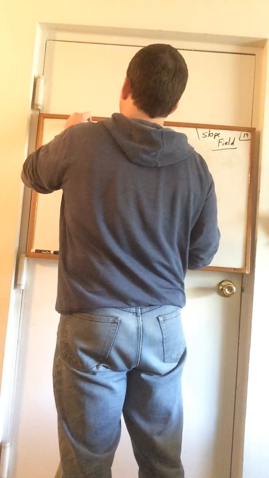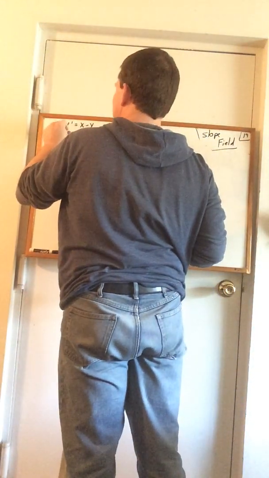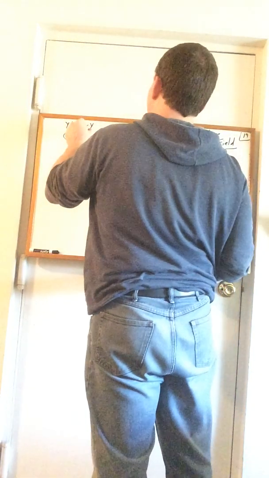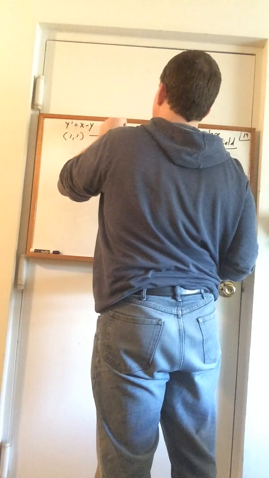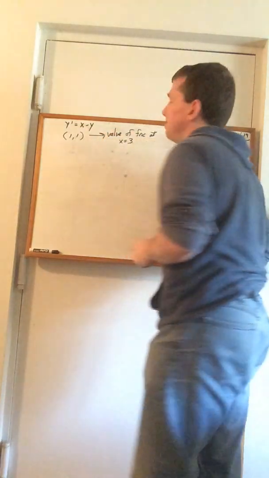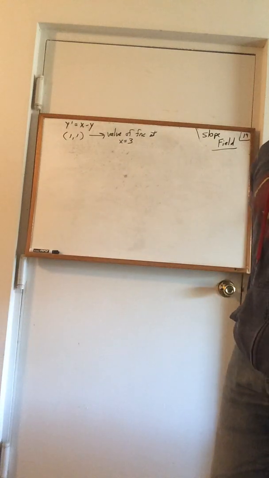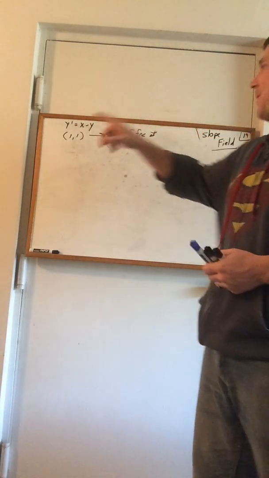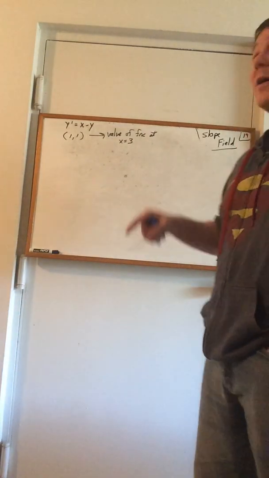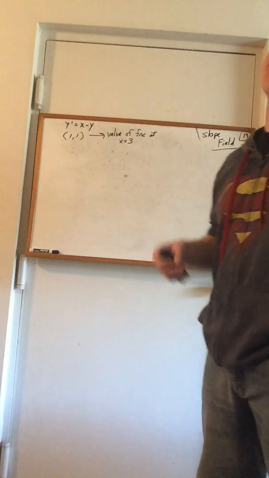The alternative is to say, well, if I have a differential equation, we'll just say y prime equals x minus y, and I know I have an initial condition, we'll just say I want to start at the point (1, 1). What if I wanted to find the value of the function at x equals 3? One thing we could do is draw a big slope field for this, find the initial condition (1, 1), sketch the curve, and then look at where that curve was when x was equal to 3, find the y value and approximate it that way.